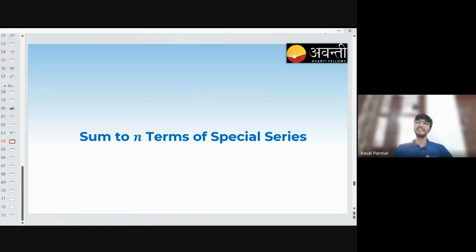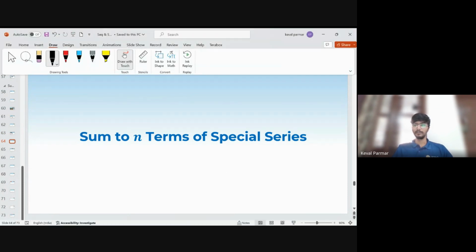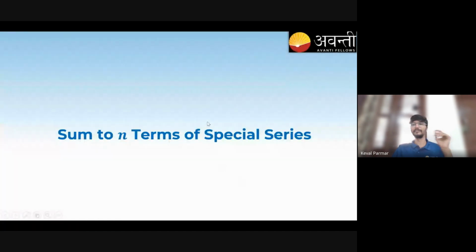Sum of n terms of special series. Now here, what do you mean by special series? Special series means the series which are not AP and which are not GP, but still we can find their summation. That means we can find their sum by using the summation technology. Technology means the summation formulas we did. So let's see how to find the sum of n terms of special series, meaning the series which are not AP, GP or HP.